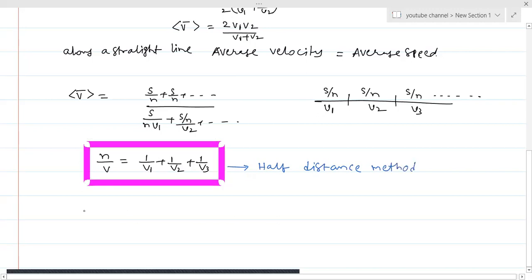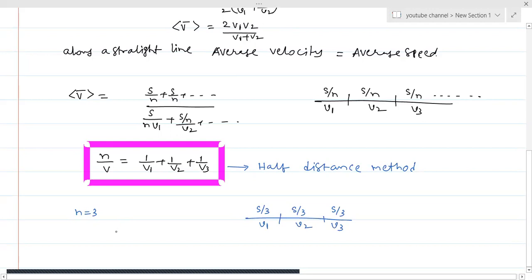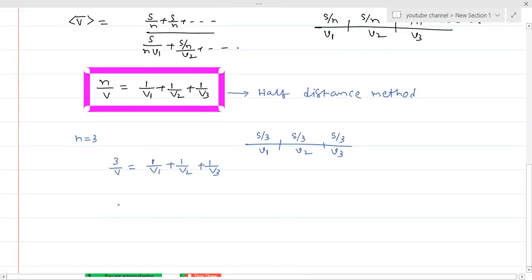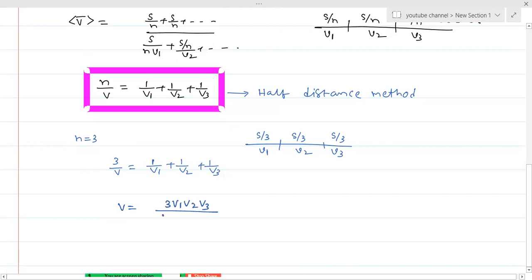For example, I am taking n equivalent to 3. That means we have 3 segments. The first one third is covered with speed v1, the second one third with v2, and the third one third with v3. Then we simply write 3 by v equals 1 by v1 plus 1 by v2 plus 1 by v3. In this way, we can easily remember the average velocity v equals 3v1 v2 v3 by v1 v2 plus v2 v3 plus v3 v1.